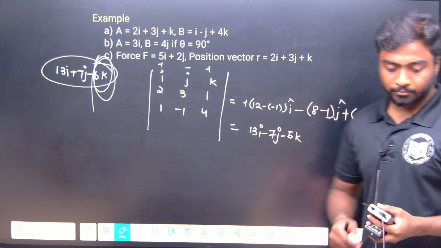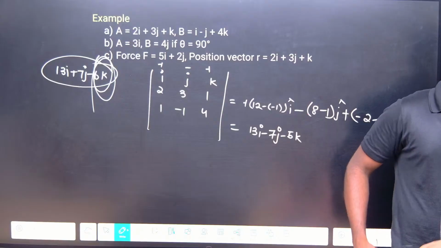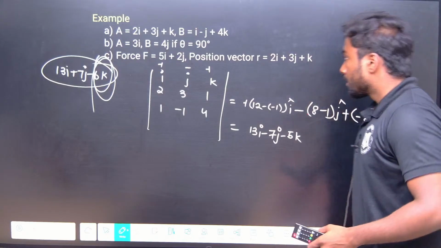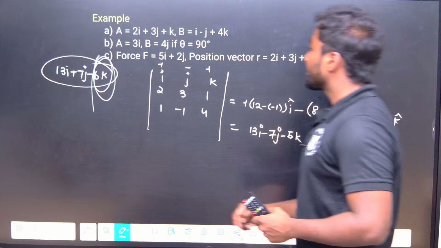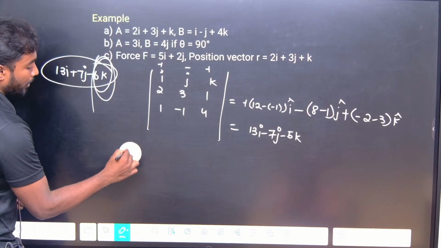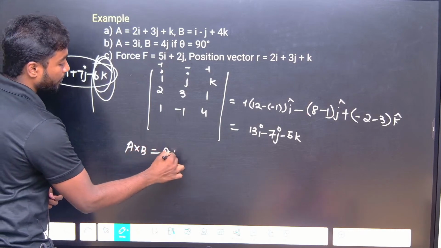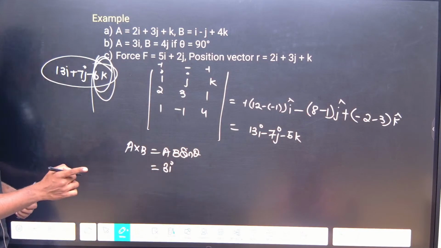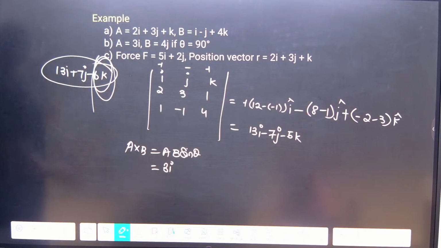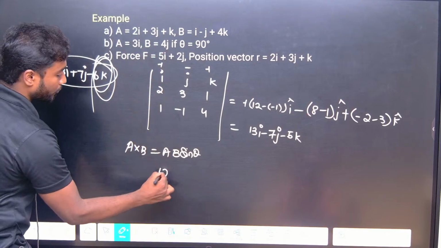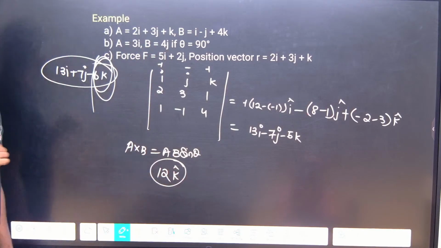Done? Okay. Now for the second question. Second question, what they asked: A cross B equals AB sin theta. What is A? 3i, 4j. The answer will be k. The angle is 90, so sin 90 is 1. 3 4s are 12 k cap. 12 k cap is the answer.